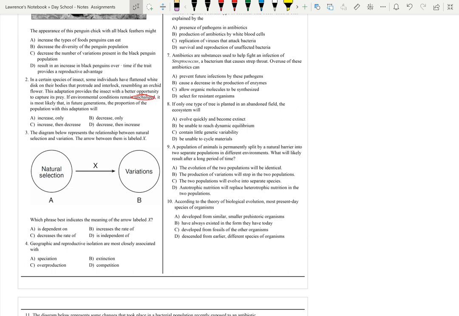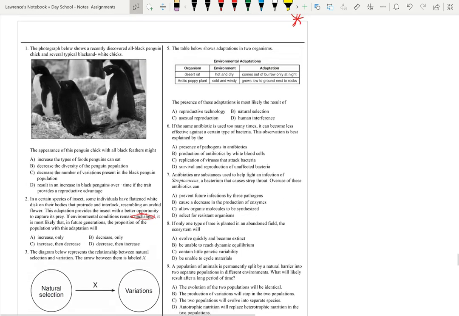4. Geographic and reproductive isolation are most closely associated with the development of new species. What letter represents the development of new species? 5.